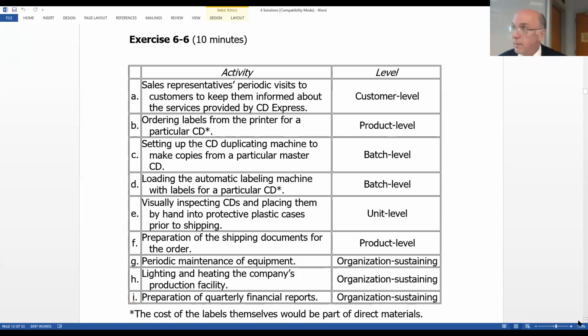Question, why is F not a batch? Let's take a look at F. Because it's already made, it's a finished product and it's about to be shipped. Preparation of shipping document, yeah, ship in a batch. Yeah, it's already a product. Because it's a product.